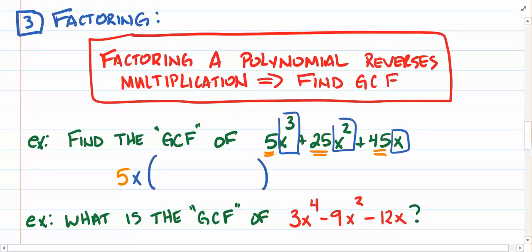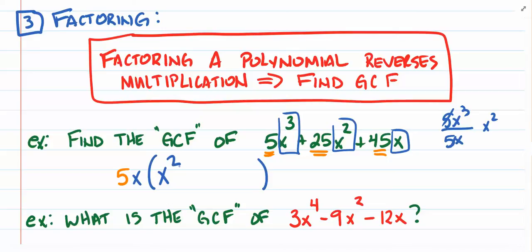This is where we reverse the multiplication process. If I take a 5x out of 5x cubed, basically what I'm doing is taking 5x cubed and dividing out 5x. Notice the 5s cancel. 3 minus 1, that division property just leaves me with an x squared. That is the reverse of multiplication right there. That's what we mean by that.